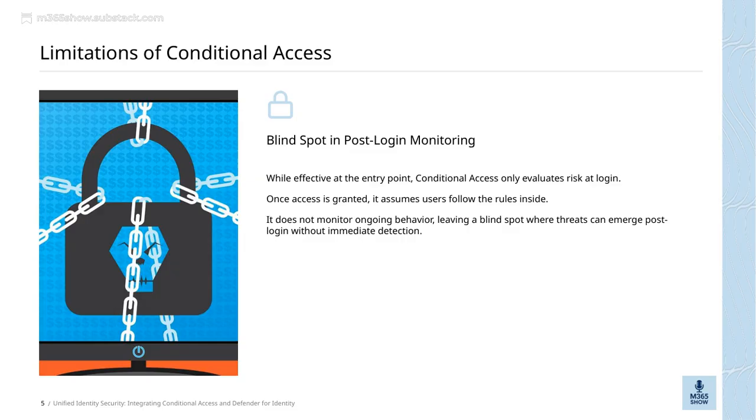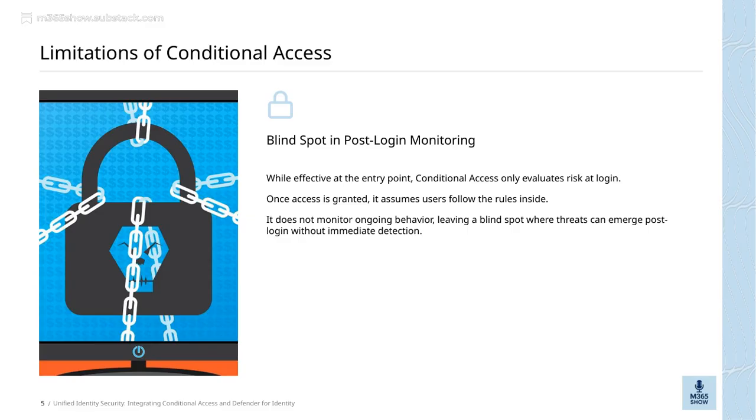While conditional access is quite effective at controlling entry points, it does have its limitations. It primarily evaluates risk at login, meaning it checks the user's credentials and context when they first try to access a system. But once access is granted, it tends to assume that users will follow the rules inside. The problem is, it doesn't monitor ongoing behavior after login. This creates a blind spot where potential threats can emerge without immediate detection.